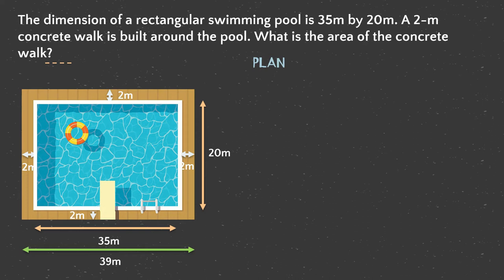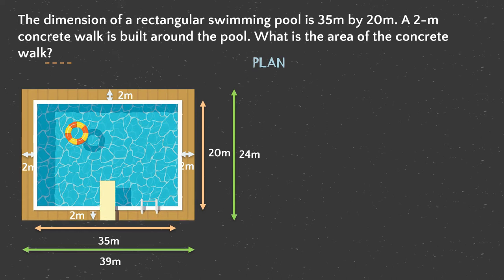we will be having 39 meters. And then for us to be able to find the width of the bigger rectangle, we are going to add the 2 meters above and 2 meters below to the measurement of the rectangular pool, which is 20 meters. So therefore, the width of the bigger rectangle is 20 plus 2 plus 2, that would be 24 meters.